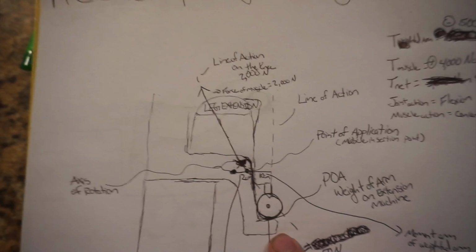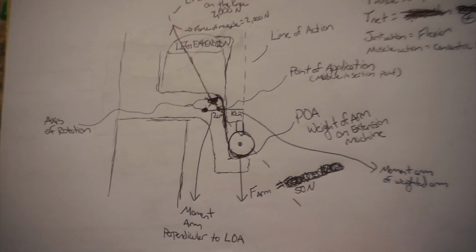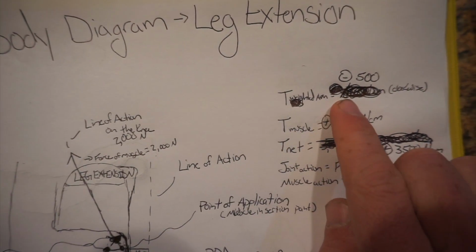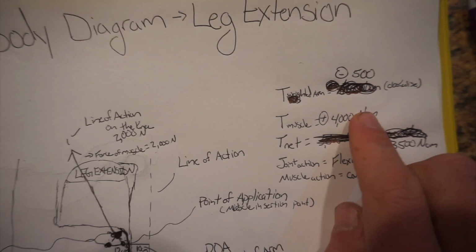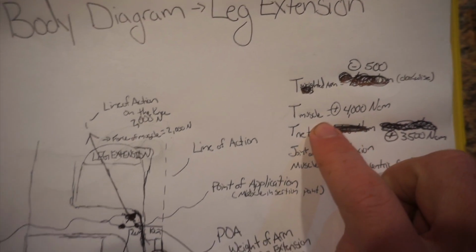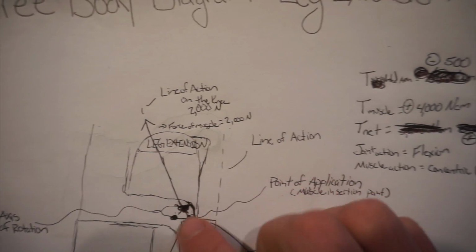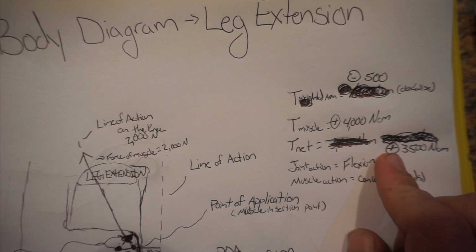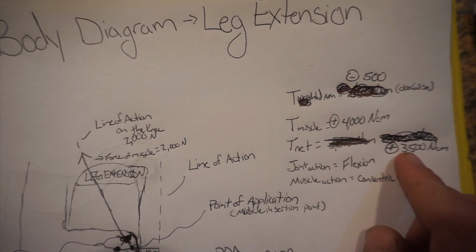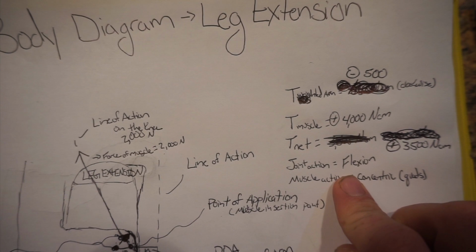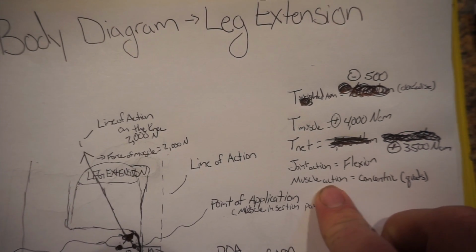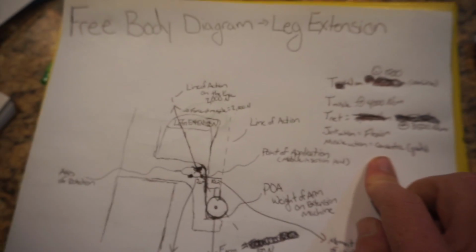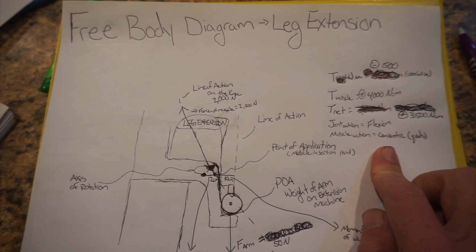When we take that into consideration, we go over to our torques. The torque of the weighted arm is negative 500 Newton centimeters. Then the torque of the muscle, which is 2,000 times the 2, is going to be 4,000 Newton centimeters. And our total net is going to be 3,500 Newton centimeters. The joint action is going to be flexion, while the muscle action in the quadriceps is going to be a concentric muscle action. So that is the first free body diagram.